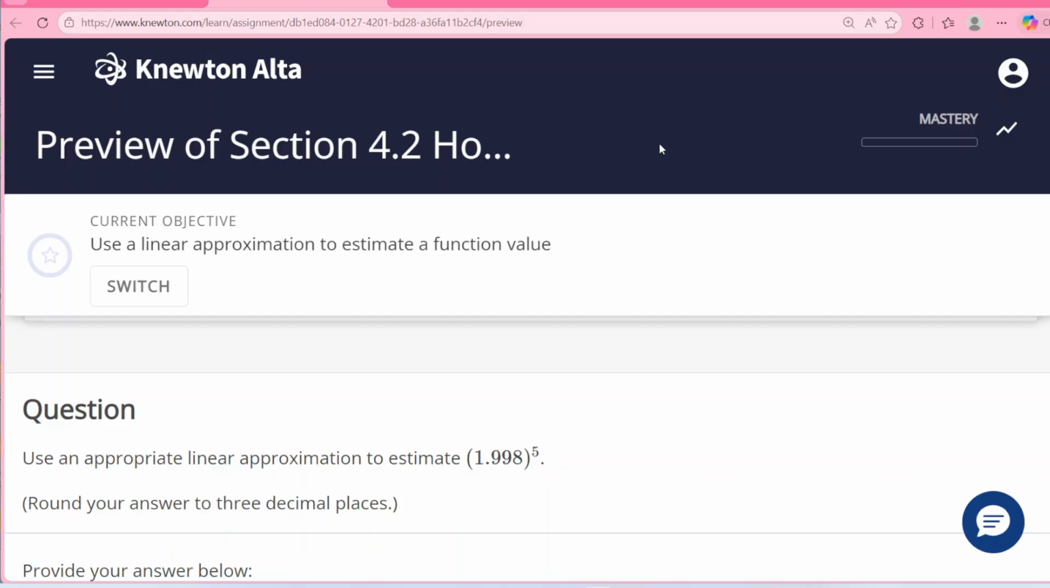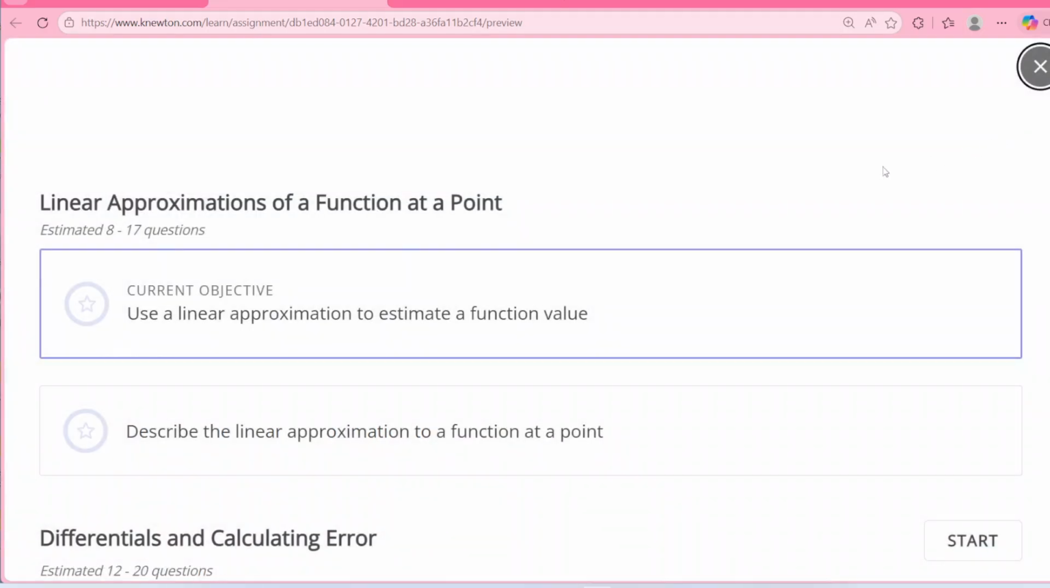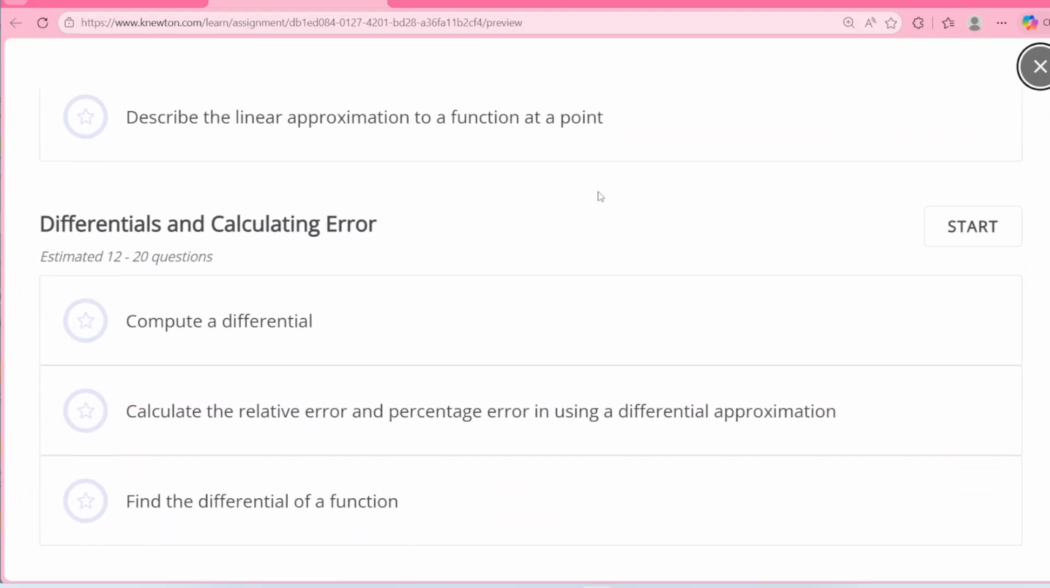All right, so here we are at Knewton Alta, and this is a preview of linear approximations and differentials. For this particular course I'm teaching, this is section 4.2. In the upper right-hand corner, you should see a mastery bar. This tells you how far along in the assignment you have gotten. Next to that, an activity log, where you can see all the objectives for the assignment and how far along you are in each objective.